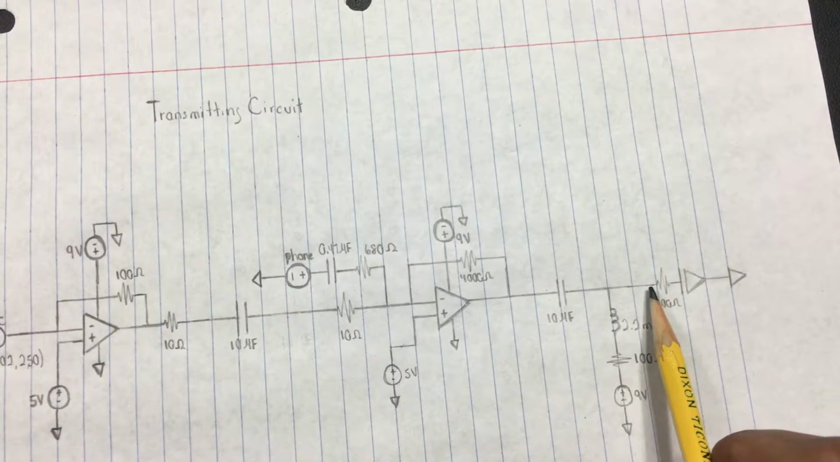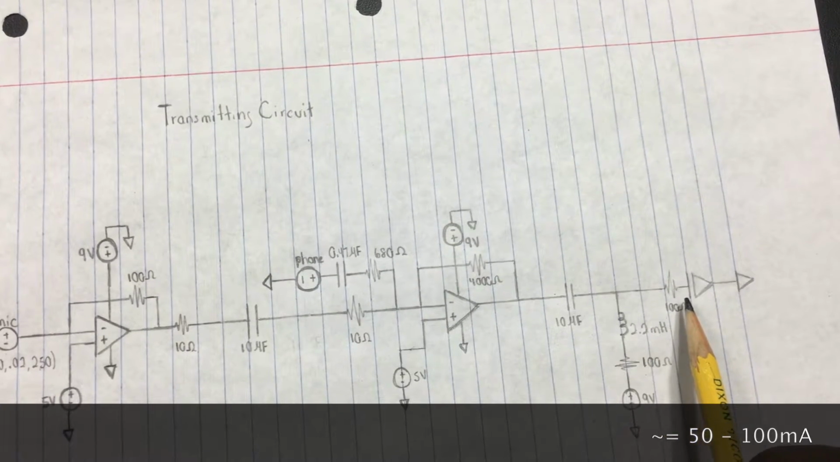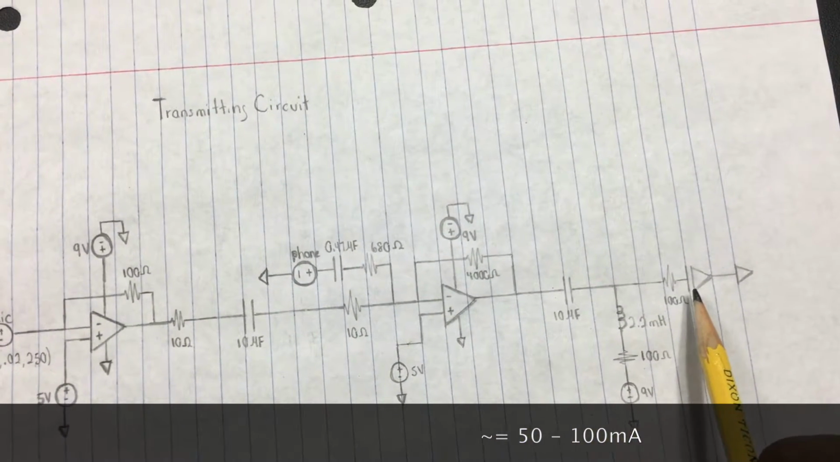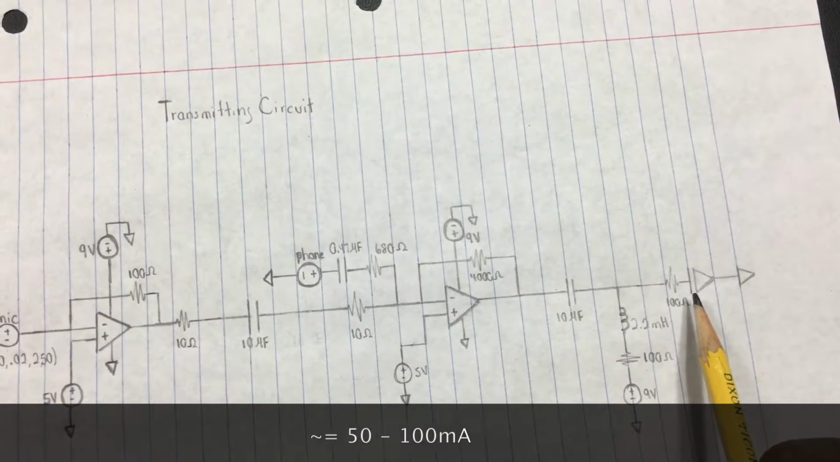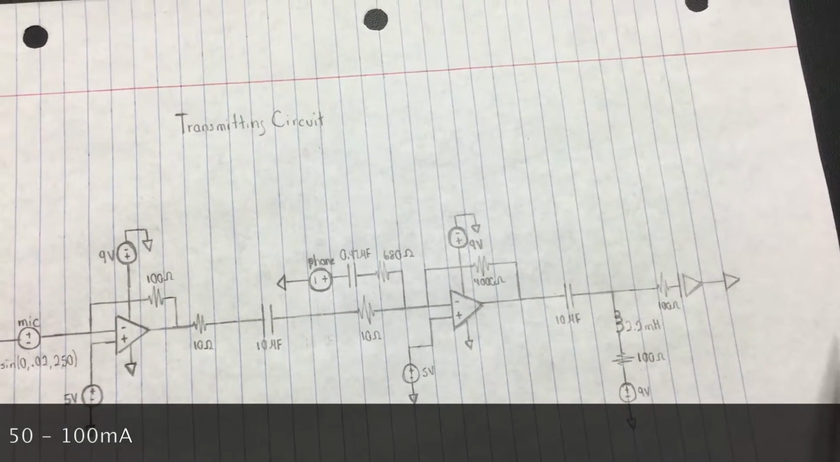Before our signal goes to the laser, it's sent through this 100 ohm resistor, which essentially just protects the laser from high currents, and the signal is sent to our receiving circuit.